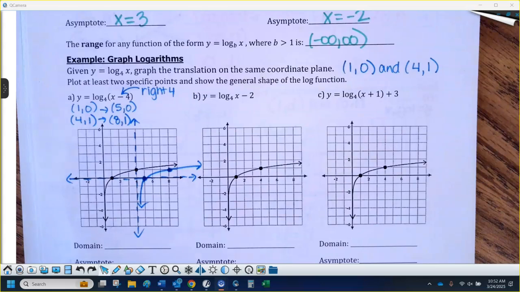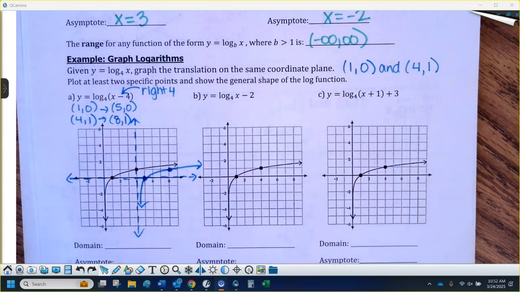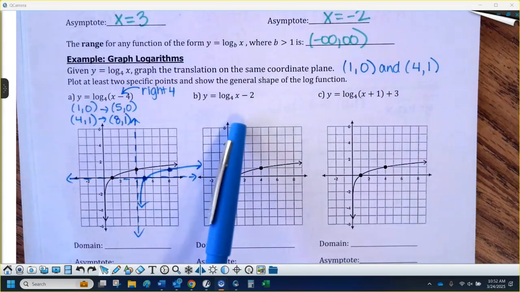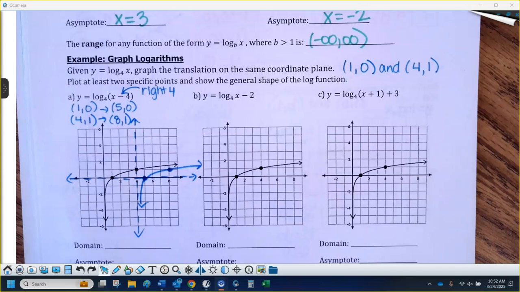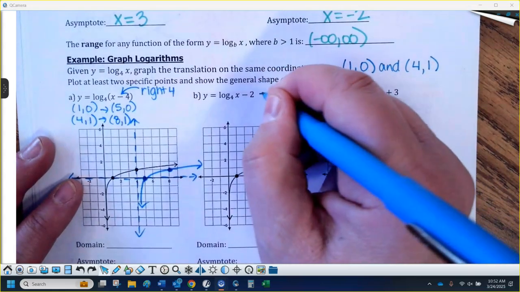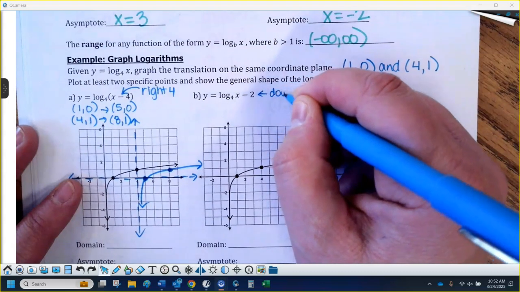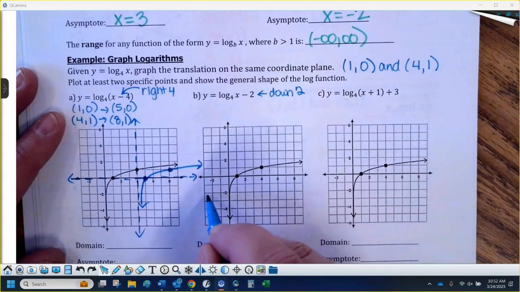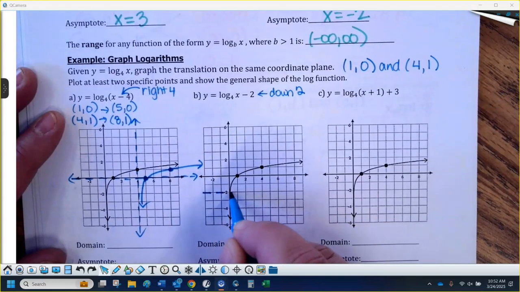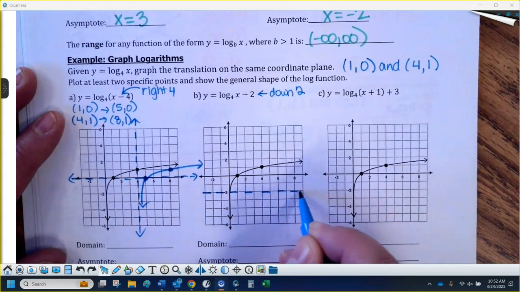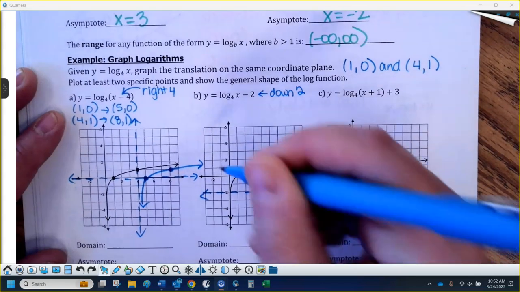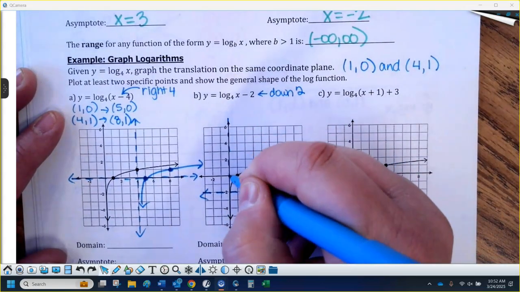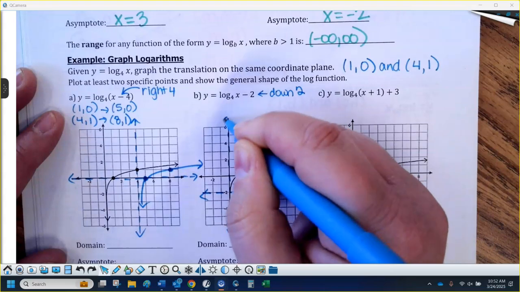Now this one's tricky. This says log base 4 of x minus 2. What kind of transformation am I making here? Up, down, left, right? Both? This, no parentheses, okay, right? No parentheses, so this is just down 2. All right, so for this one, I'm going to move my lovely x-axis down 2 units. And on this one, we don't move left or right, so the y-axis would stay right where it's at.